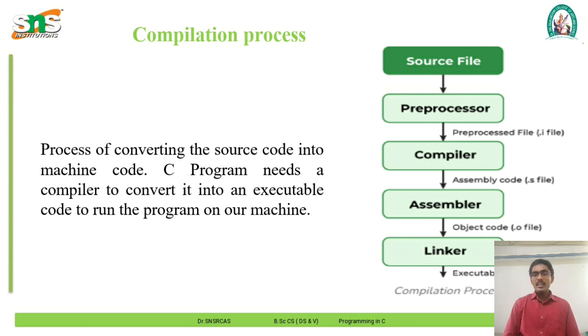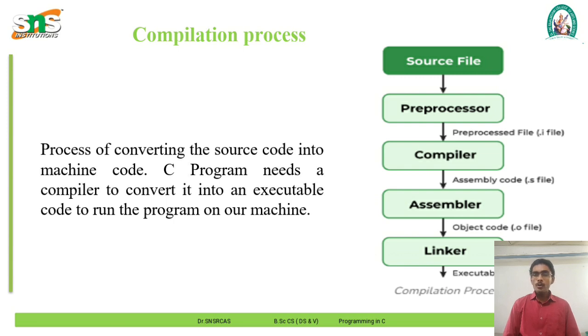Actually, the source file is taken into the preprocessor in the first stage. After the file is preprocessed, the compiler takes the source code and converts it into assembly code, and again the assembler takes the assembly code and converts it into object code, and again the object code is linked to produce the final code as an executable file.